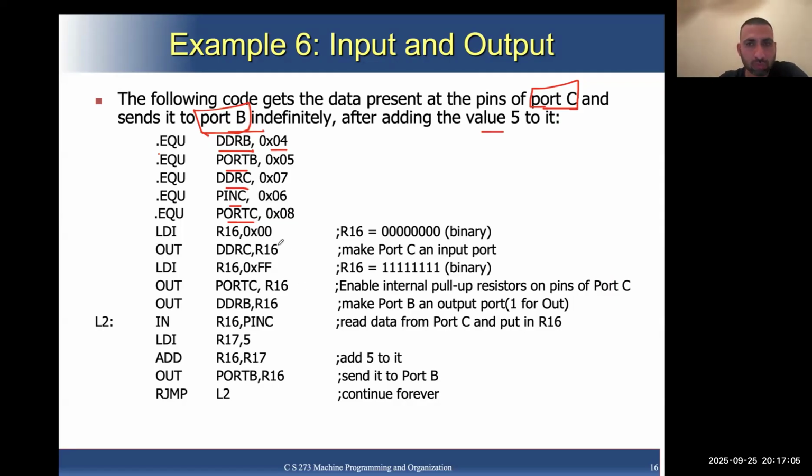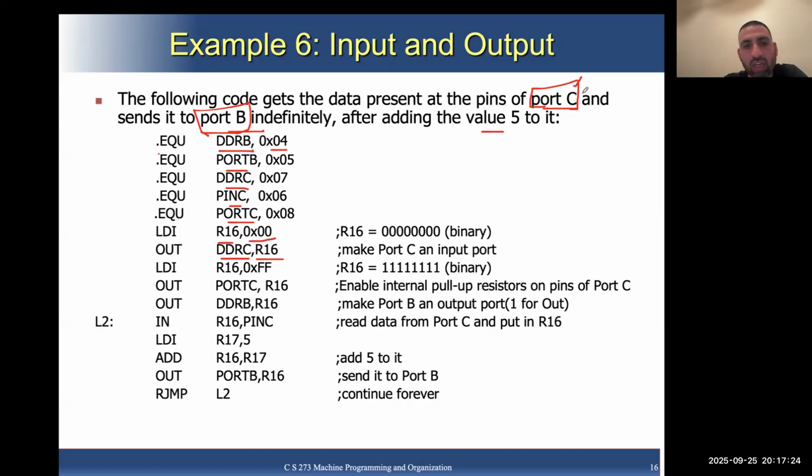So first, we need to configure port C in input mode. How can we do that? By sending all zeros to the data direction register of port C. So what we are doing is first loading 0 in R16, and then we are writing R16 to the data direction register of port C.